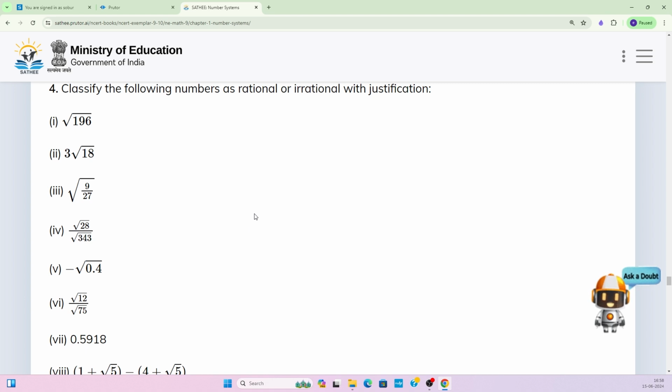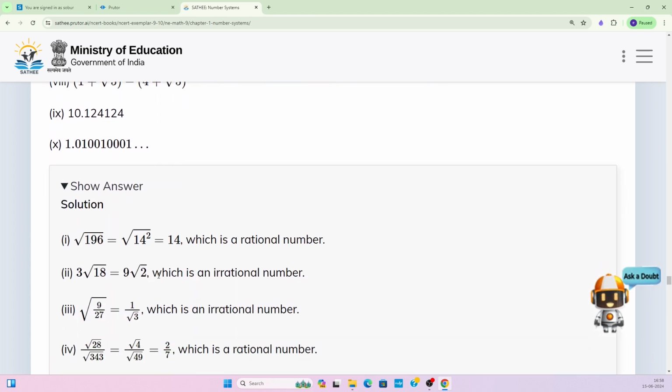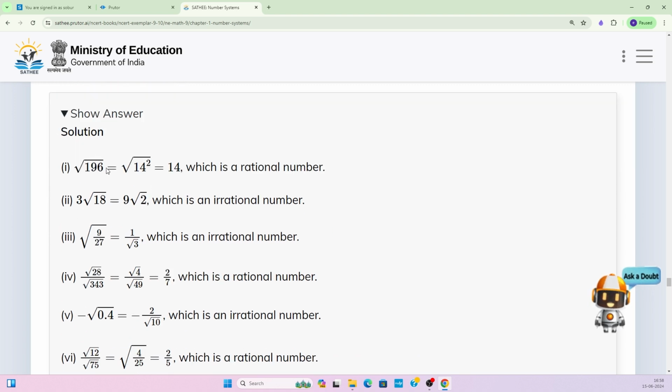In the next problem, we have to classify the following numbers as rational or irrational with justification. So square root of 196 and others are given to us. Let us check whether the following numbers are rational or irrational. Here square root of 196 is equal to square root of 14 square, which is equal to 14, which is a rational number.